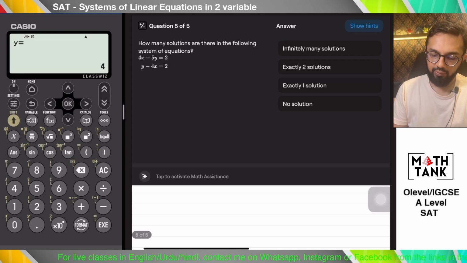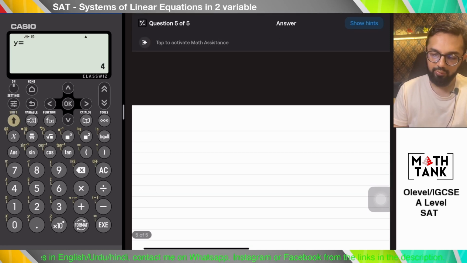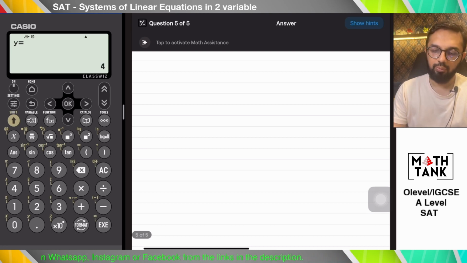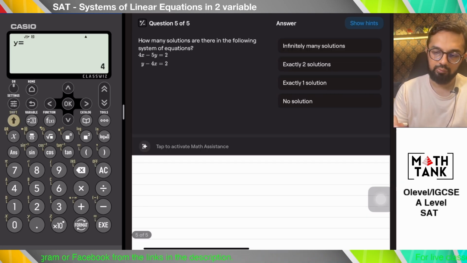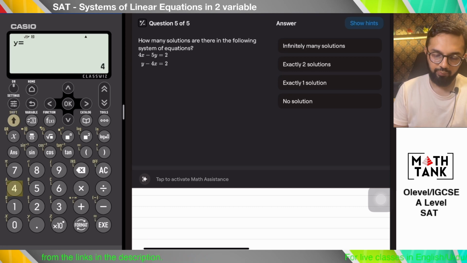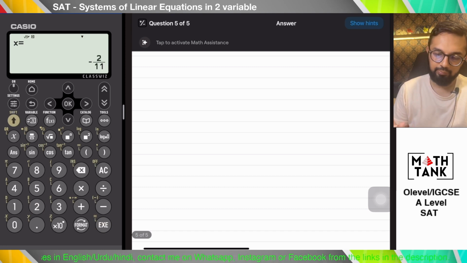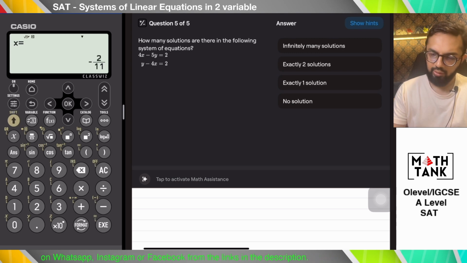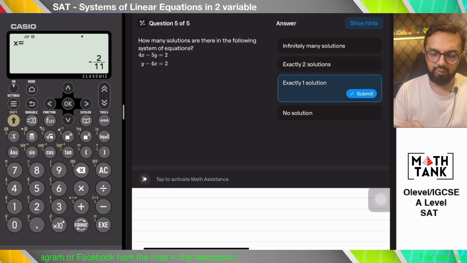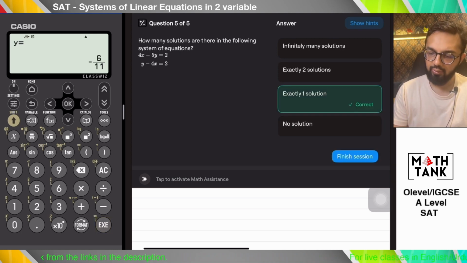Last question, I think, for the set. It's bothering me a little. 4, minus 5 and 2, 1, minus 4 and 2. So I think it has exactly one solution. I see that there's another solution there, so that's fine.